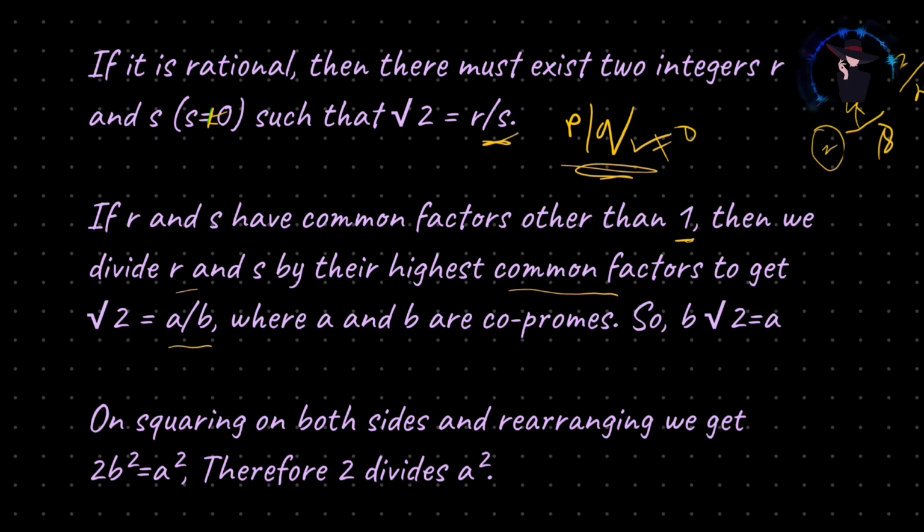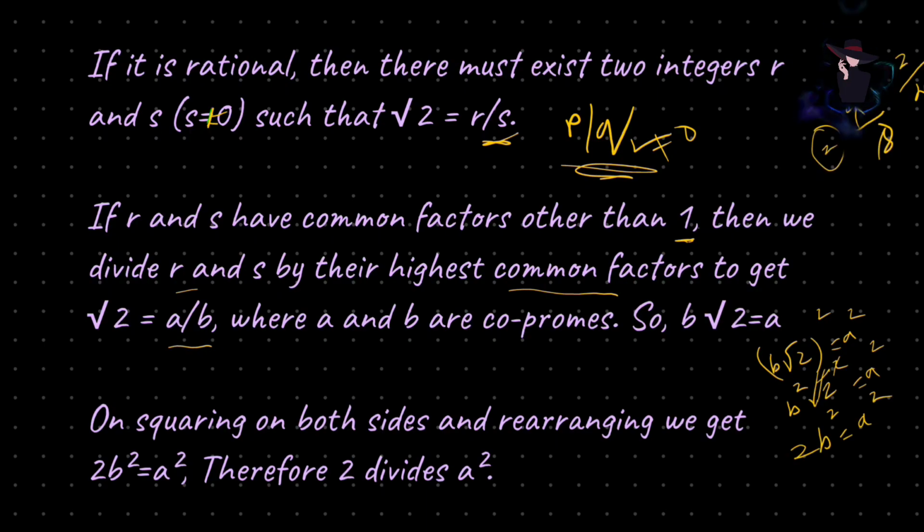If you cannot follow, I'll just elaborate. If we do b root 2 whole square is equal to a square, b square root 2 square is equal to a square. Cancel, we'll get 2b square is equal to a square, right? That is what we got here. Therefore, 2 divides a square.